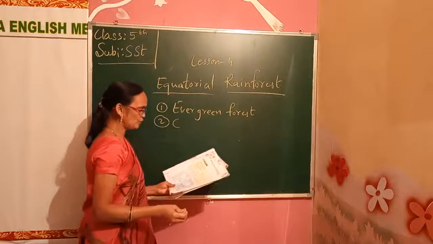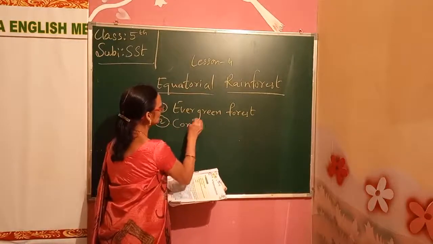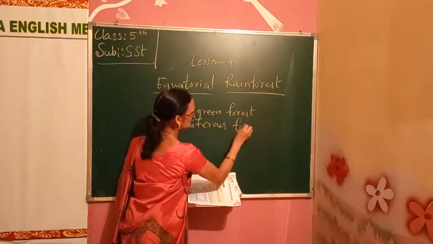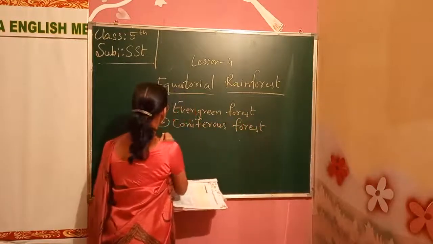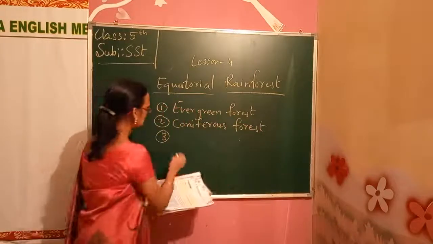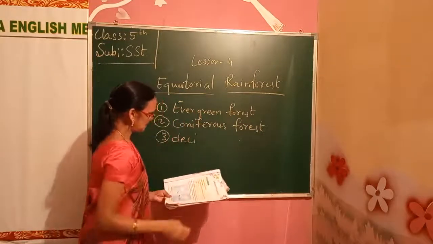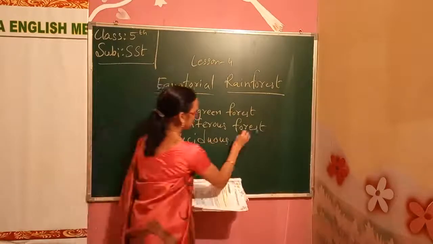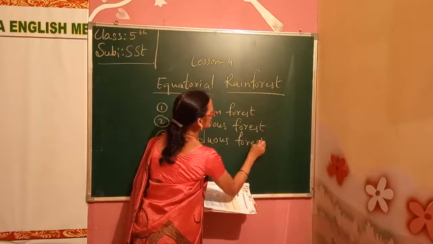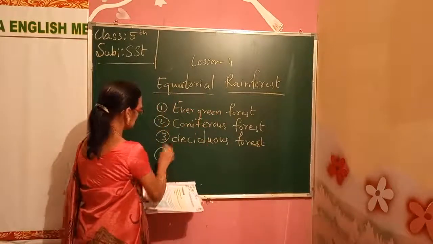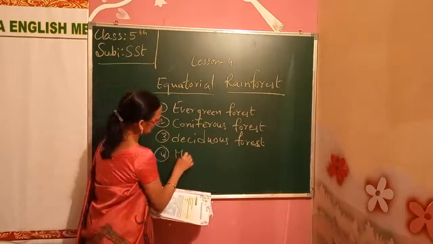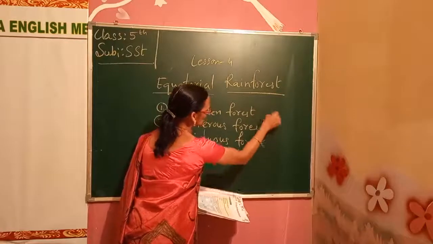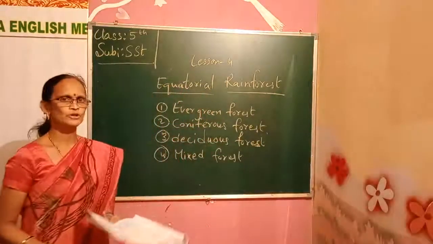Next comes the coniferous forest. Another type is the coniferous forest. Now the third one is the deciduous forest, D-E-C-I-D-U-O-U-S. Deciduous forest. This is another type of forest. The next type of forest is a mixed forest. Here this forest is mixed by 1 or 2 of them, so it is called the mixed forest.